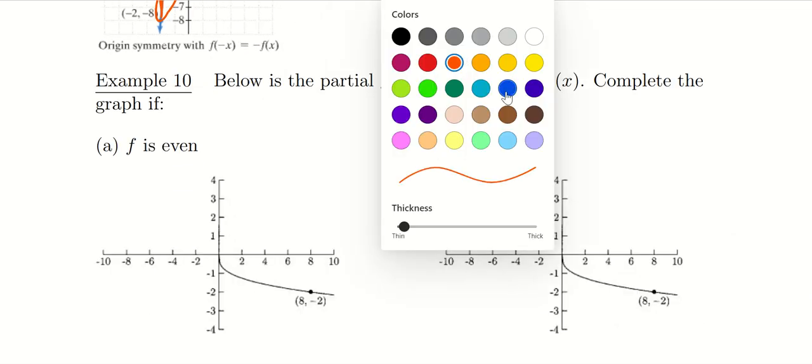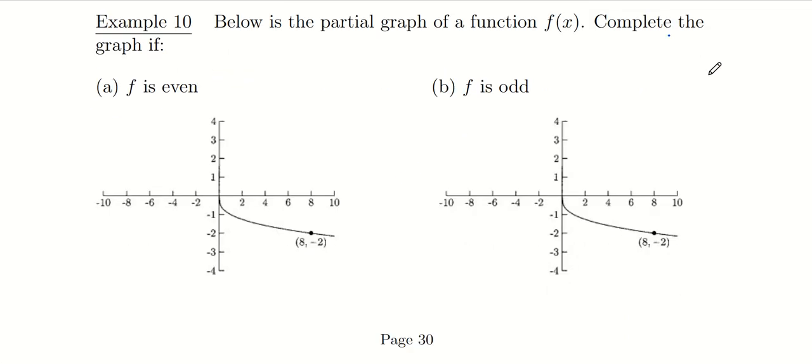In example 10, they give us some partial graphs, and they ask us to complete the graph based upon the symmetry. In part A, they tell us that f is even. Remember, even functions should have a y-axis symmetry. So if I know that this graph is symmetric with respect to the y-axis, then all I have to do is reflect it across the y-axis, which would look like this, and that would give us the remaining part of the graph.